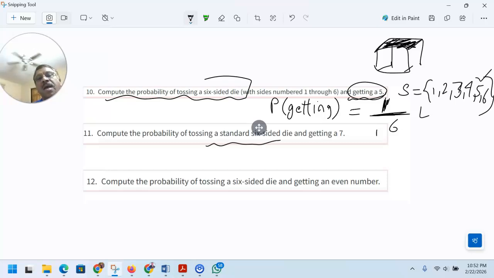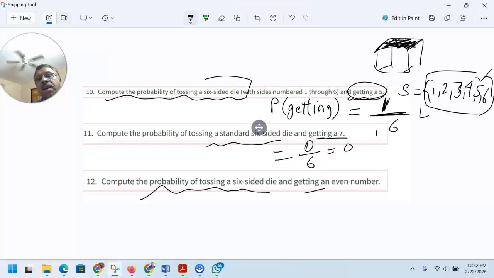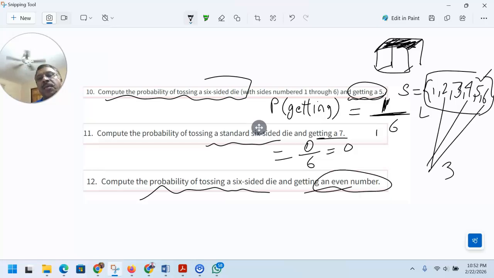But if the question asks about getting a 7, there is no 7. You don't see a 7 here. So 0 out of 6 is 0. And compute the probability of getting an even number. There are three even options, so the probability of getting an even number is 3 out of 6, and you're done, which is half.